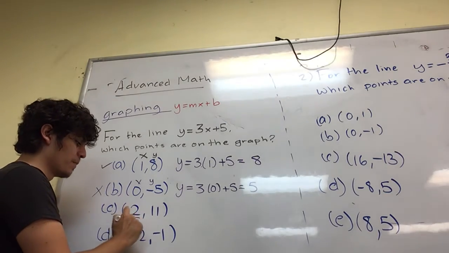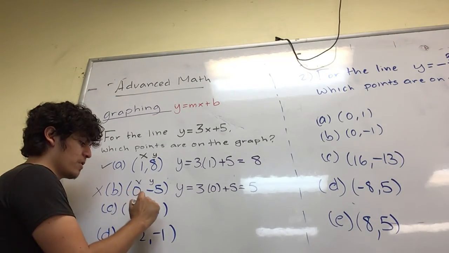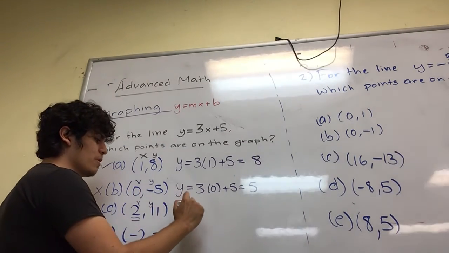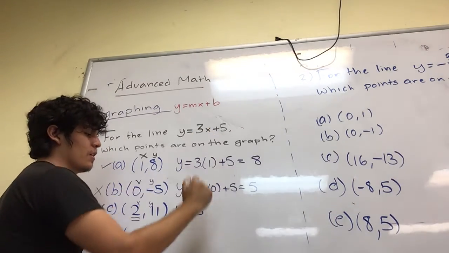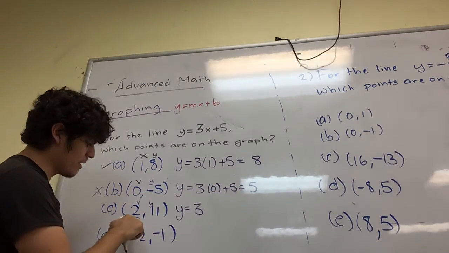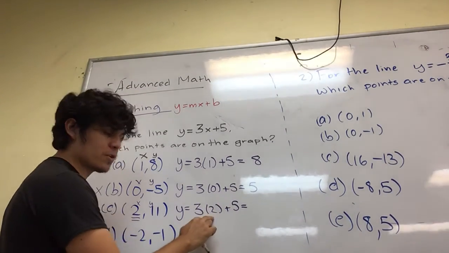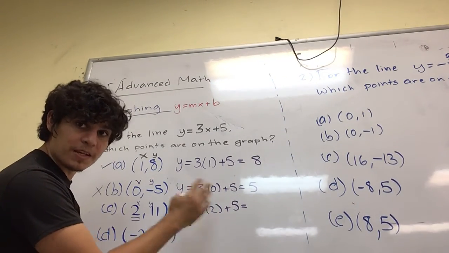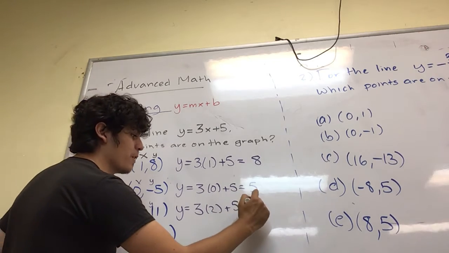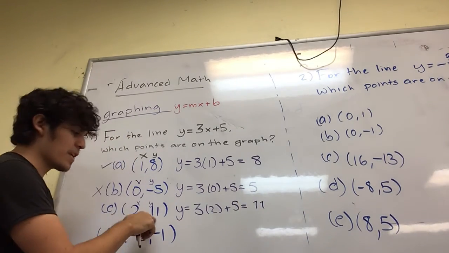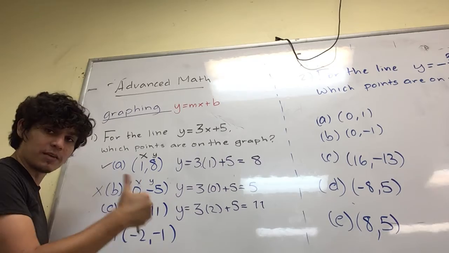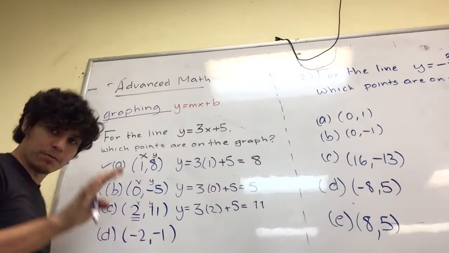Let's go over here. Remember that this is your x and this is your y. So y is equal to 3 times x, right, plus 5. What's my x here? 2. So 3 times 2 plus 5. Well, what is 3 times 2? That's 6, right? So 6 plus 5, and that gives you 11. Is that the same thing as this guy here? Yes, it is. So this one is on the graph, and we're going to keep doing that.